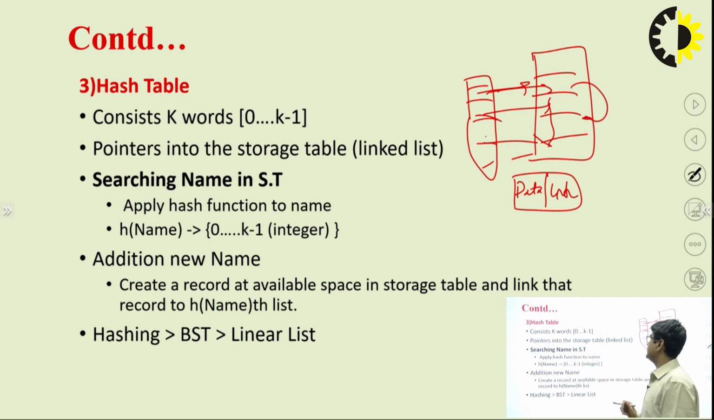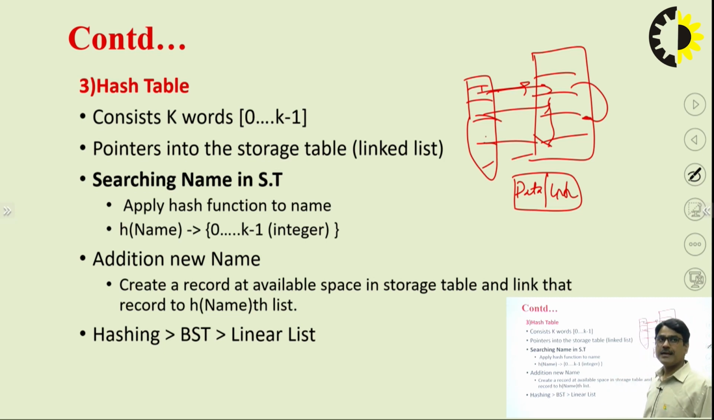For searching a name in the hash table, apply a hash function to the name: H(name) equals an integer from 0 to k minus 1. Whatever particular integer matches the particular name, through that you can access directly. So even if the data set is very large, we still condense it into 0 to k minus 1 and can quickly access any data, but the structure is very complex for that.